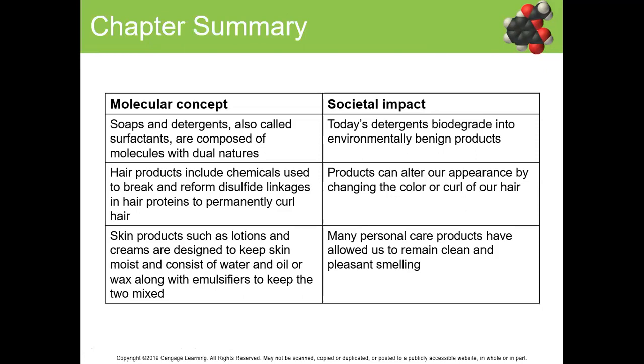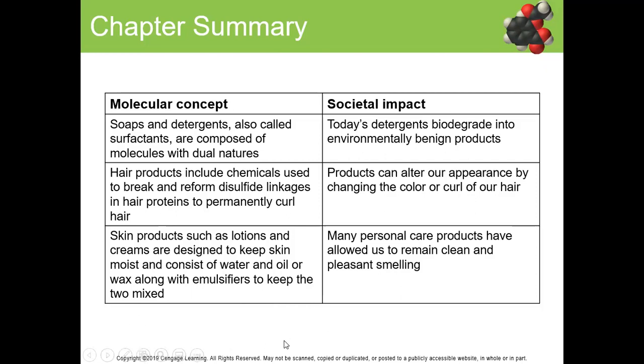And so here we are at the end, describing what we learned and how it relates to the chemistry and how it relates to society. So soaps and detergents are molecules with lots of natures. What that means is they do a lot of jobs, right? And they have a variety of polar and nonpolar components. Hair products, we talked about this, breaking and forming those linkages in proteins and curling hair and uncurling hair and that sort of thing. Skin products, lotions and creams, and your textbook left off the polymers section. I feel like that needed to be on this part right here.